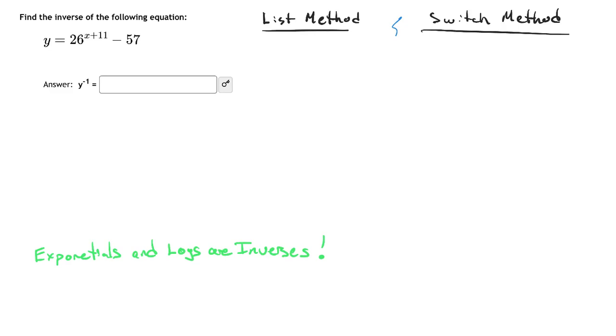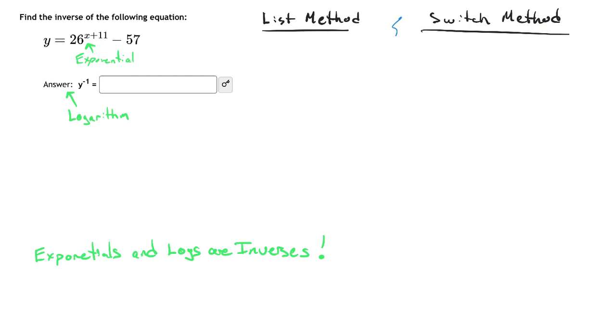In this video, we're going to be talking about how to find the inverse of an exponential function. As you take a look at this part of the equation right here, we notice that you have the x in the exponent, and that is what tells us that it is an exponential. And so therefore, we know that if we're trying to find the inverse, you need to be using logarithms. So we have two main methods we've been talking about. You can either do the list method or the switch method.